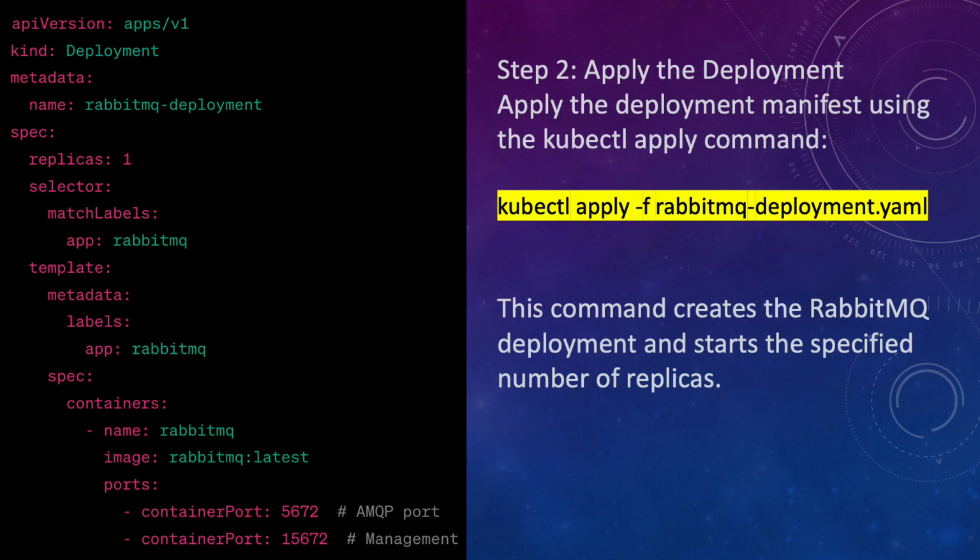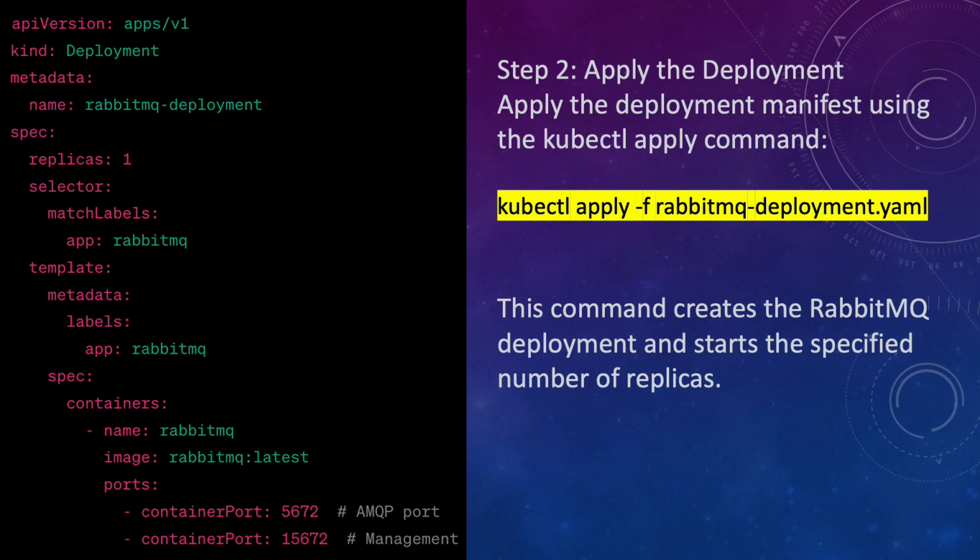Moving on to step 2, applying the deployment manifest. To apply the deployment manifest and create the RabbitMQ deployment, we use the kubectl apply command. As shown on the slide, you can see the command kubectl apply -f rabbitmq-deployment.yaml.